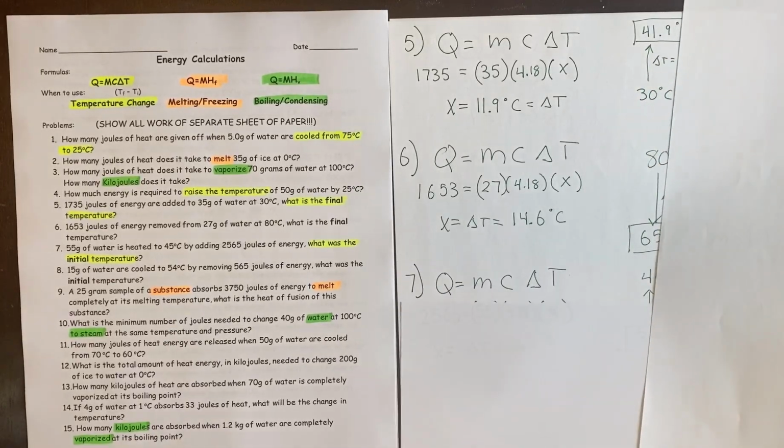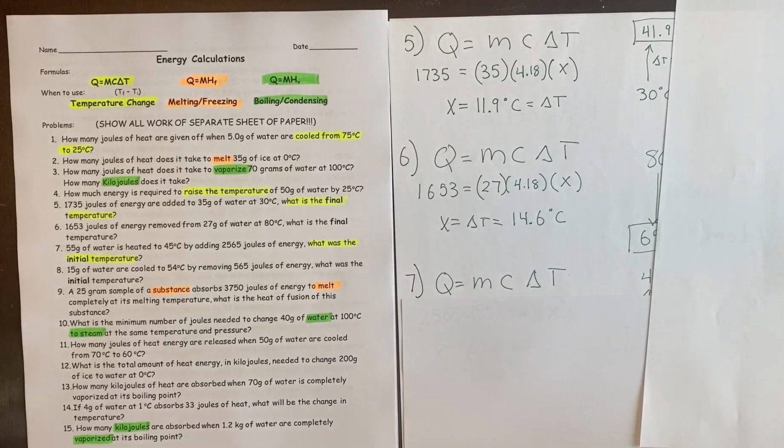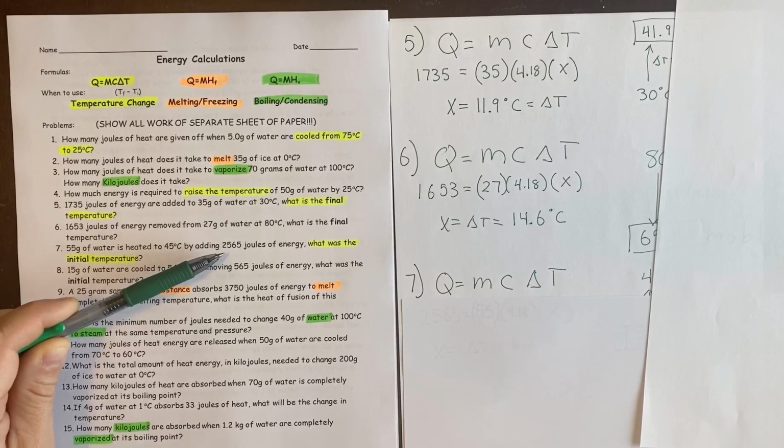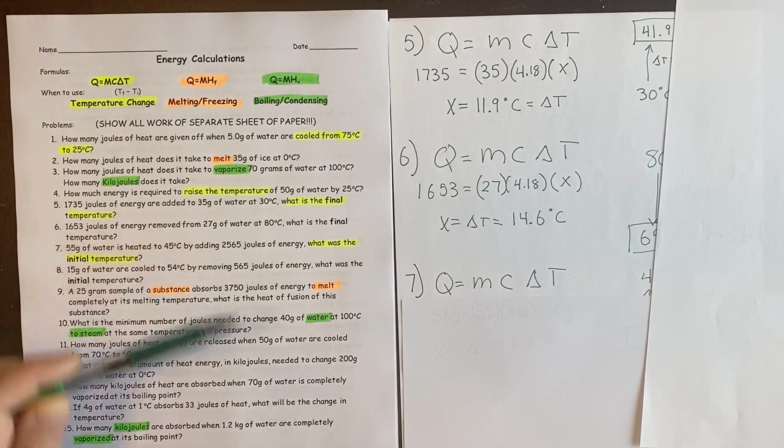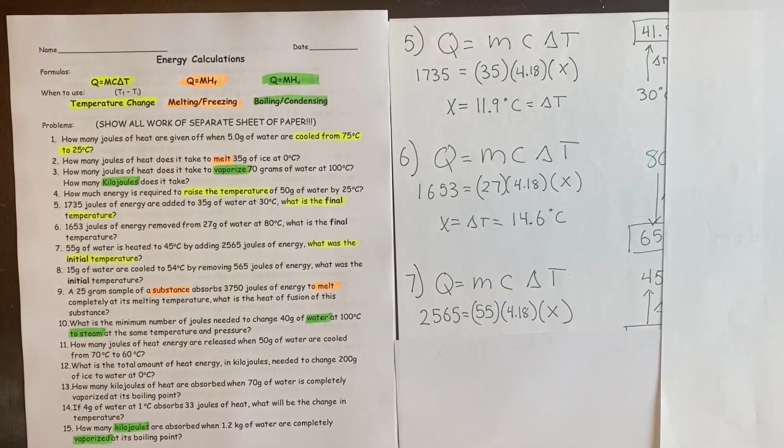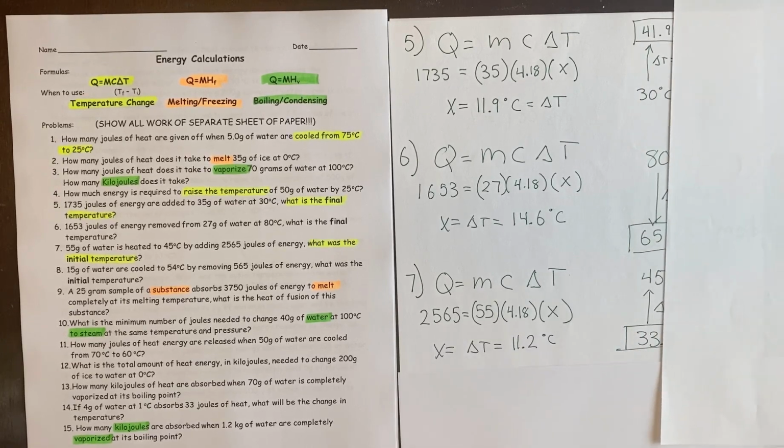So for number 7, it's an MC delta T. They give me 55 grams for my water. They told me it was water, so that gives me my M and my C. They told me 2565 joules, that's my Q. The only thing I don't know is my delta T. I solve for my delta T, and I get 11.2.